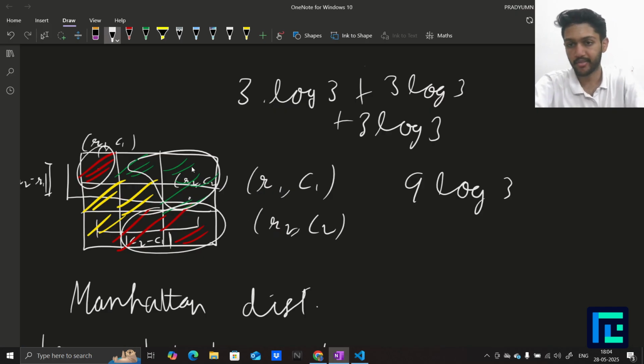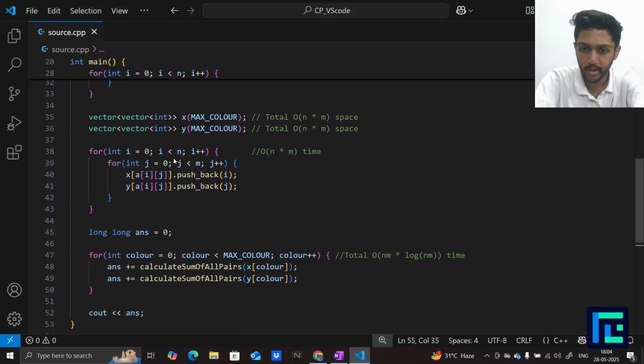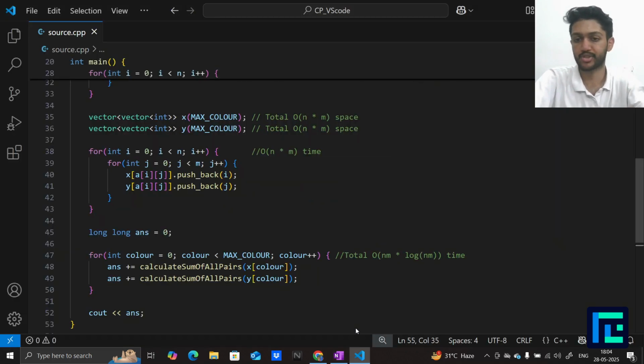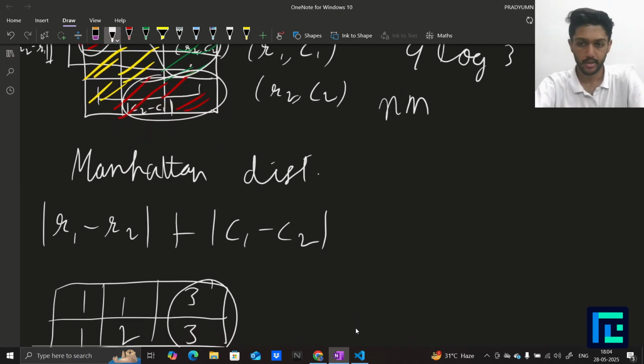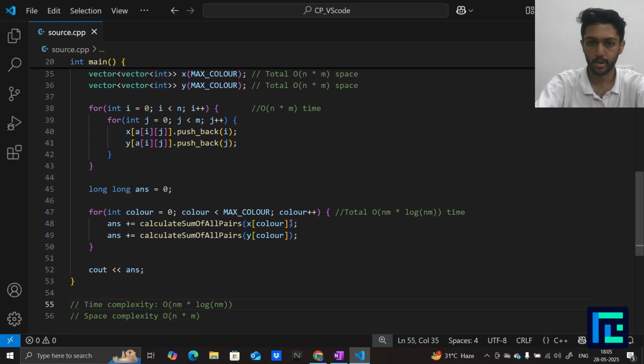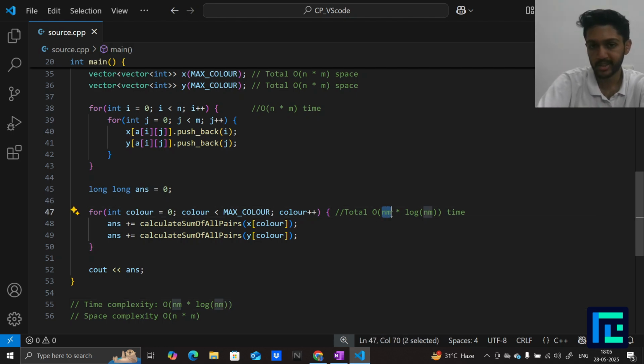Basically, when we add up the k for all the colors, we get n into m. What is k essentially? K is just the number of cells with a particular color. So if we add that up for all the colors, of course we get the total number of cells. So the total TC is proportional to the total number of cells. We can have a log factor also because of sorting. So the total number of cells nm into a log factor of nm, right?